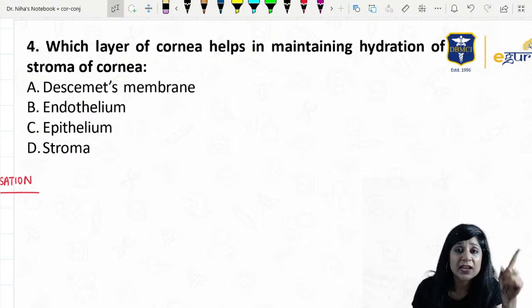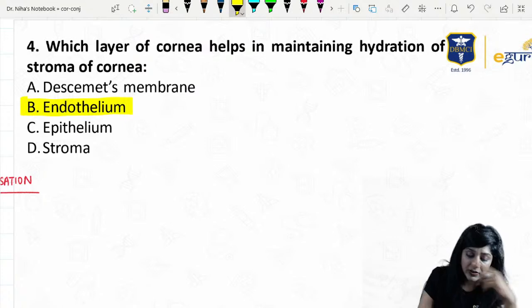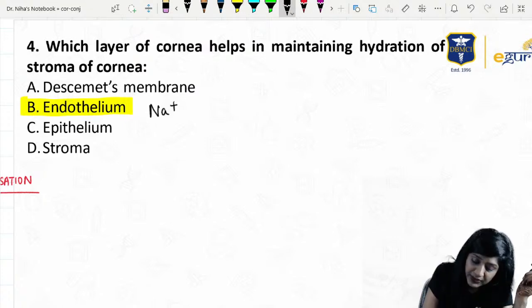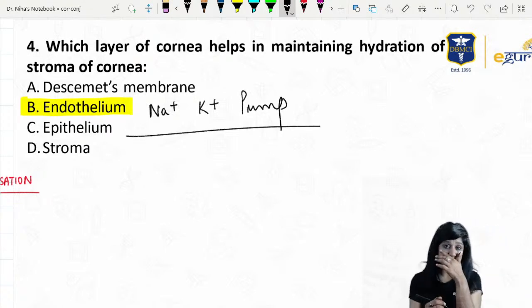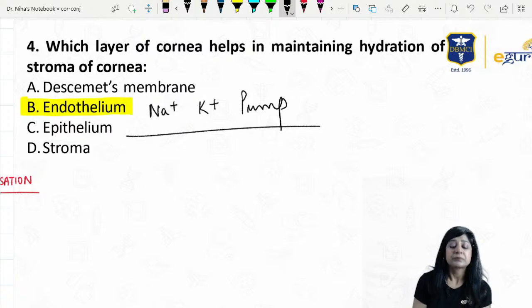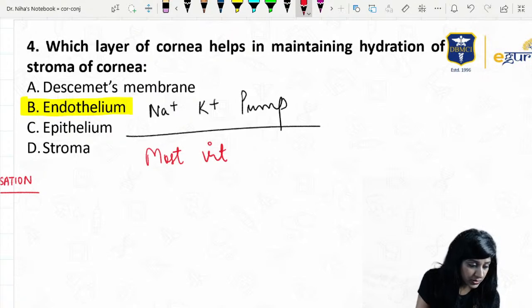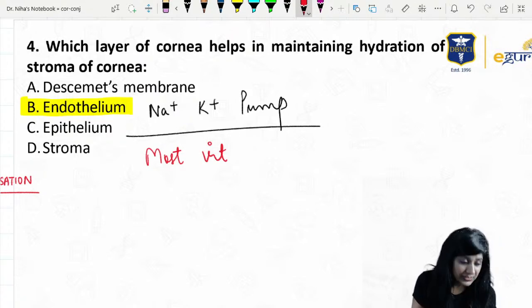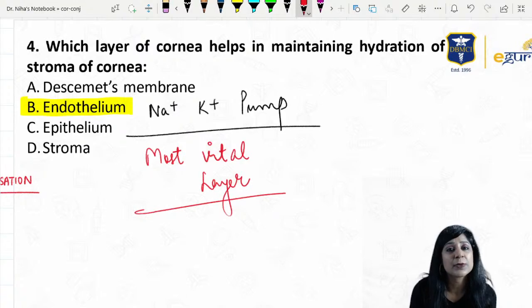All these are your PYQs, very, very important and expected to come further also. Yes, it is actually the endothelium, because it contains the sodium potassium pump. Therefore it is metabolically active, and it is also called the most vital layer. It is B, endothelium, not D. It is the most vital layer of the cornea, responsible for maintaining transparency. So we have done all the questions related to the layers.